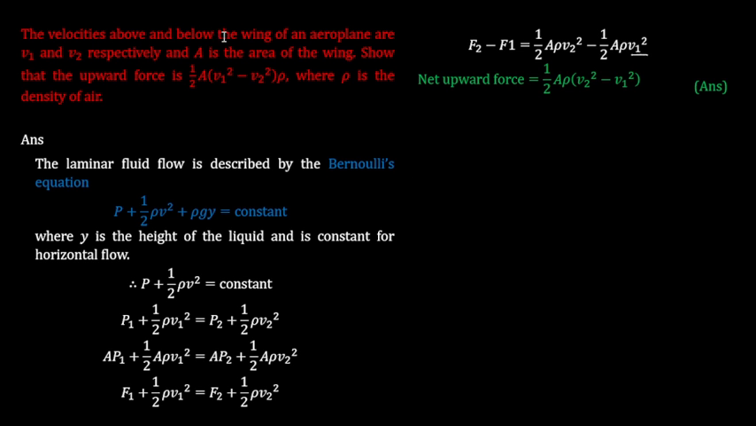The velocities above and below the wing of an aeroplane are V1, V2. A is the area. The upward force, show that the upward force is given by this expression. The shape of the aeroplane wing looks like this. It is called an airfoil.